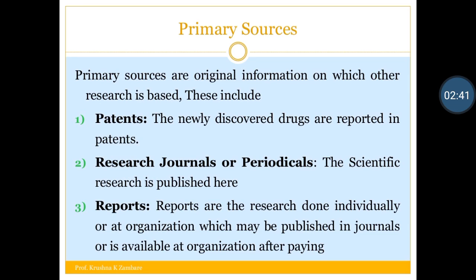Then third is reports. Reports are research done individually or at an organization, which may be published in journals or is available at the organization after paying. Many research reports are in journals. The journals may be free, so we can easily access them by internet, or other journals require a subscription, only then can we read them or take a print of that particular research journal. So there are three parts in the primary sources: patents, research journals or periodicals, and reports.